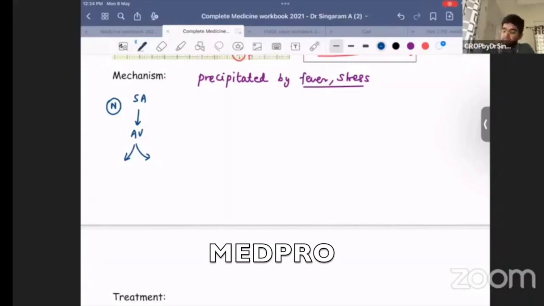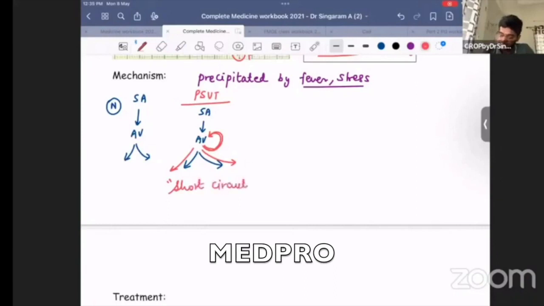Now, in case of PSVT, what is going to happen? I'm going to write like this. Normally, there is an impulse from the SA node to the AV node and then to the Purkinje fibers. Now, what happens is that one of the impulses produced from the AV node will turn like this, and it will again stimulate the AV node to produce one more impulse from the AV node to the bundle of His and the Purkinje fibers. So what I'm trying to tell you is that it is something like a short circuit inside the heart itself. Normally, the impulse from the atrium should go to the ventricle via the AV node. It is happening. But at the level of the AV node, one of the impulses will turn back and again excite the AV node itself. This is something like a short circuit inside the heart. I hope you are able to follow this. And this is what we call the re-entry mechanism.